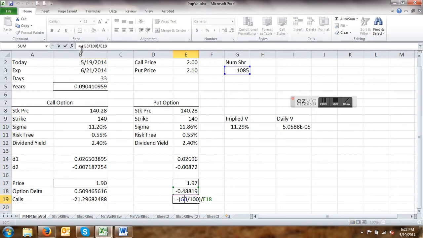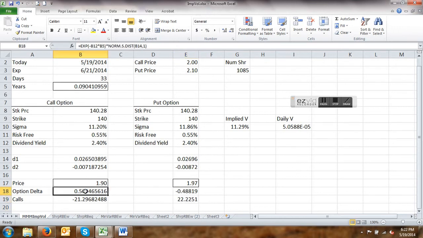And then same thing for the puts. It's minus G3 divided by 100, and then we're going to divide it by the delta of the option. And what this says is we need 22 puts for a $1 hedge, between 22 and 23 puts to cover it. Okay? Now, just as a word of caution, in the real world, the real difference between these two is when I write the calls, I start with money in my account. When I buy the puts, obviously I spend money at the beginning.